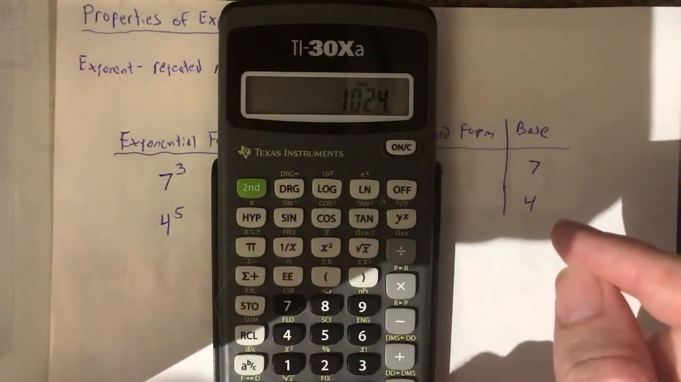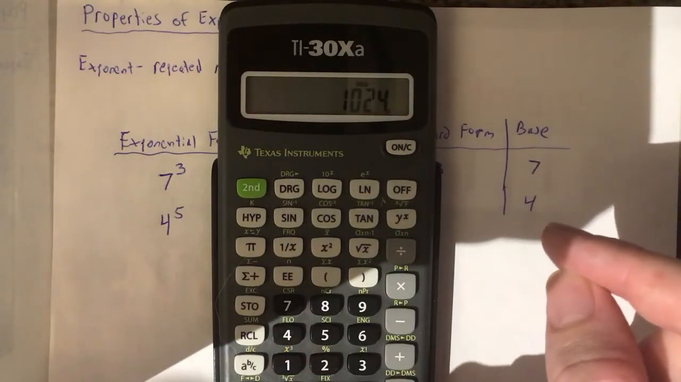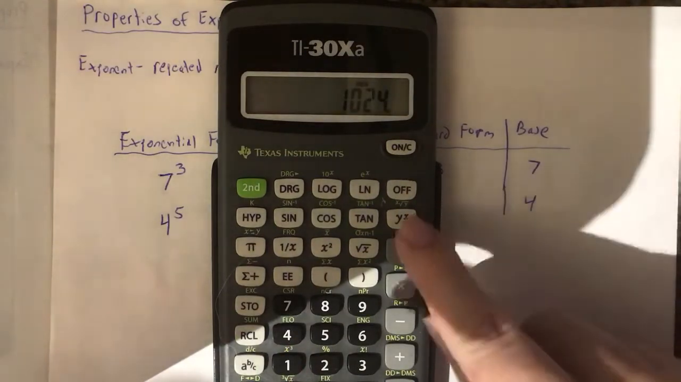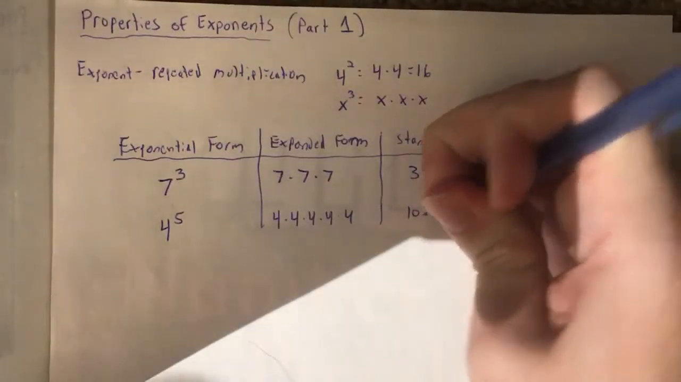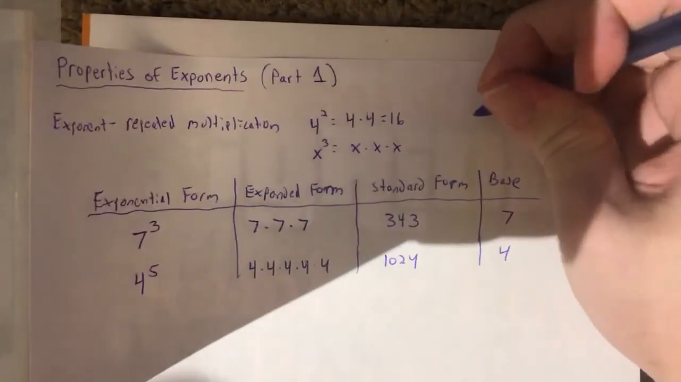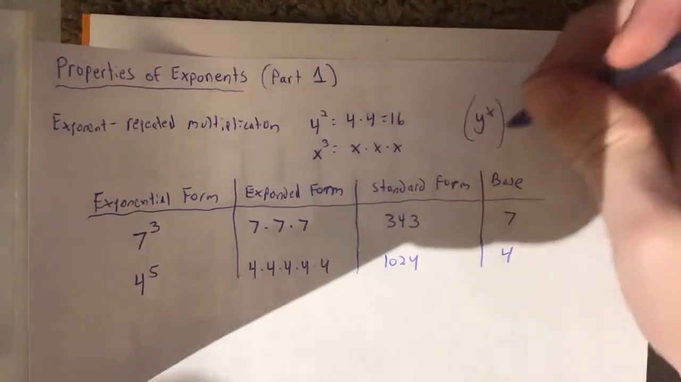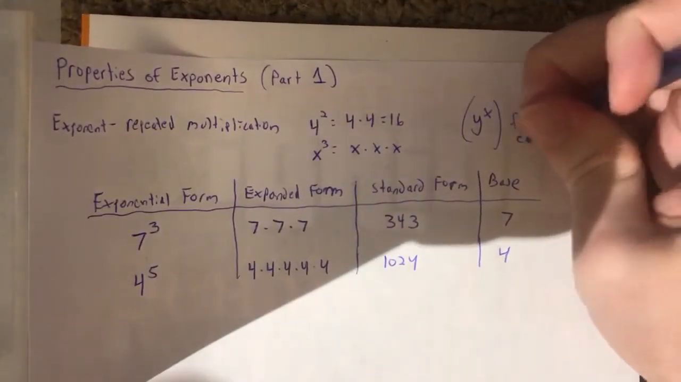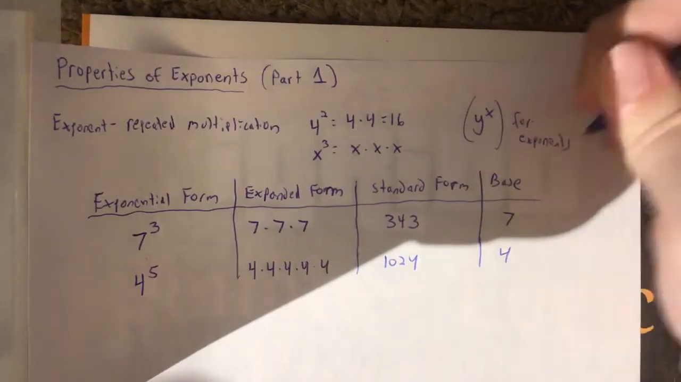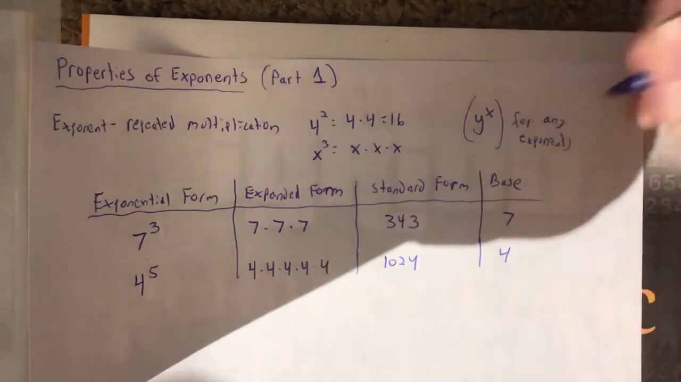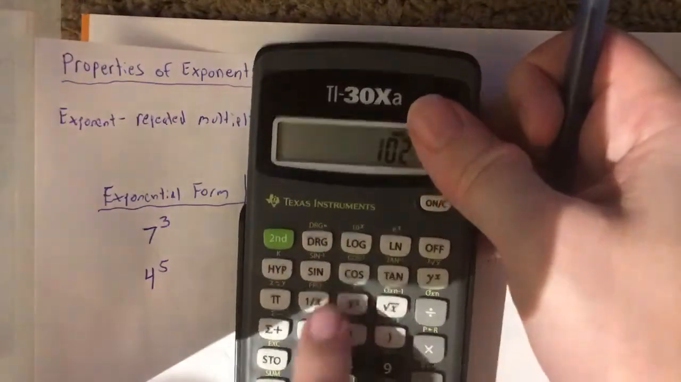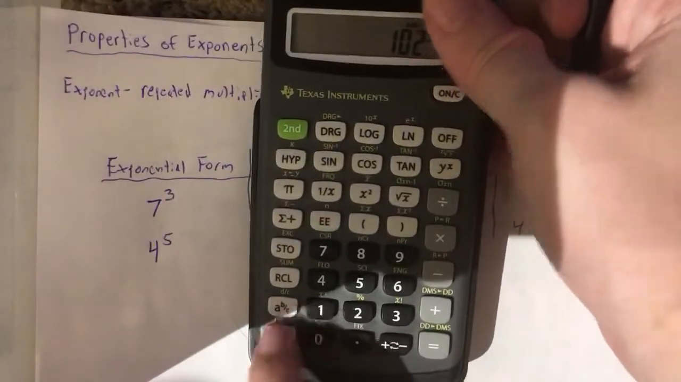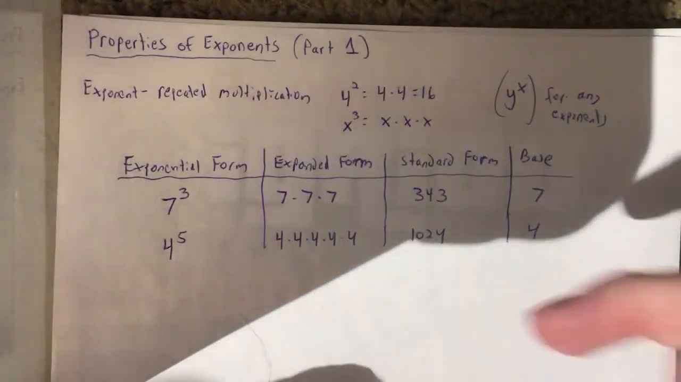But what if the exponent was 80 or in the thousands? I'm not going to do that over and over. Just hit the y to the x button. So it's 1024, and I'll put this on the side. We use the y to the x button for any exponents. That's the general button. I showed you before with x squared and x cubed, but this is for any general exponent.